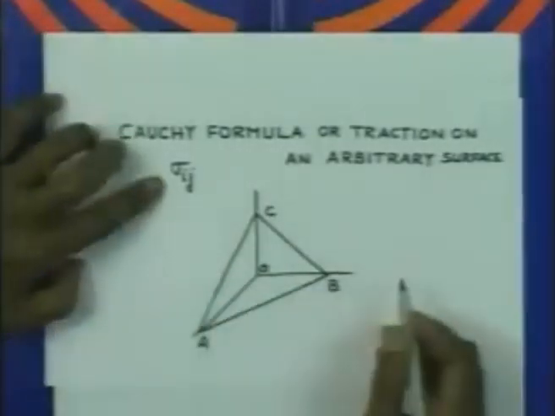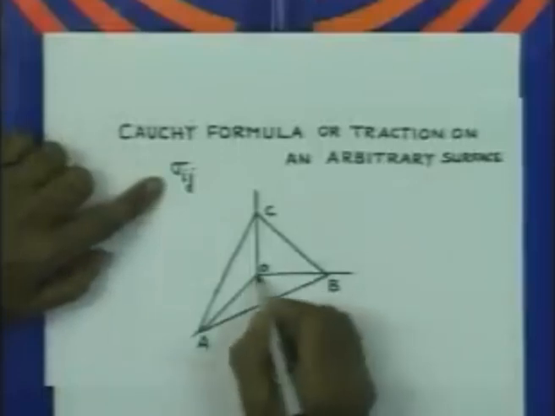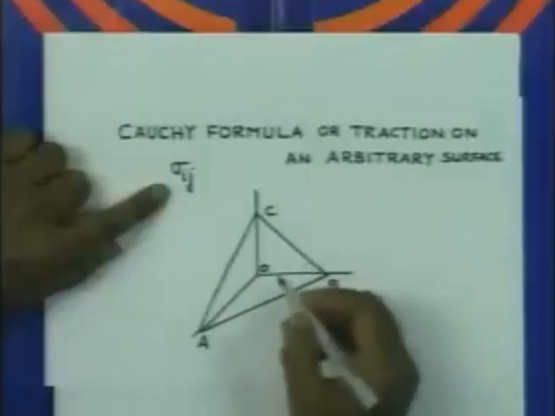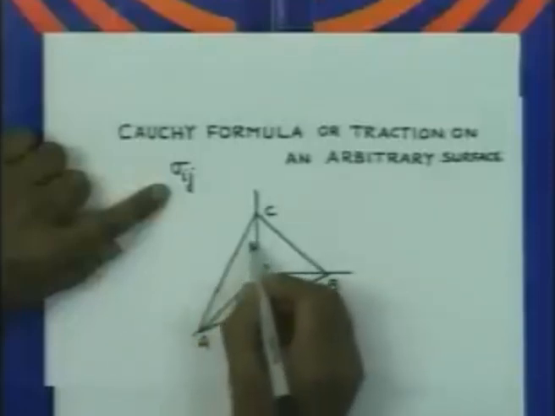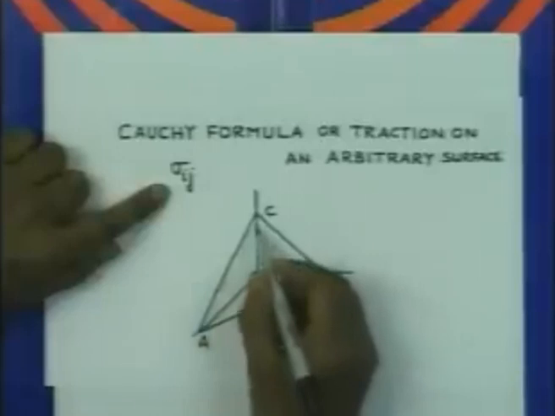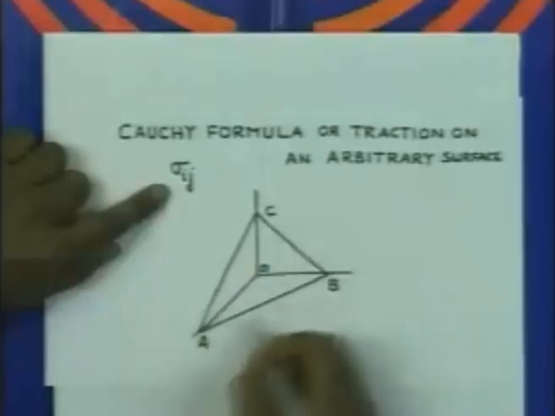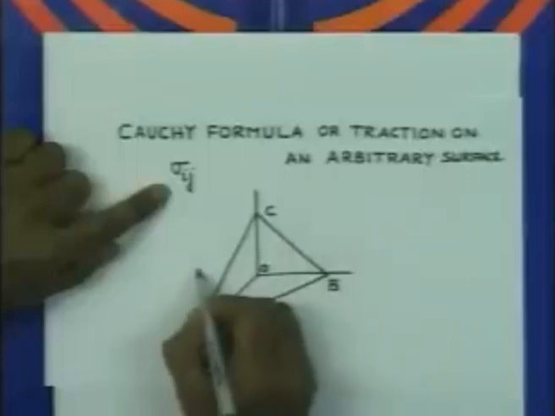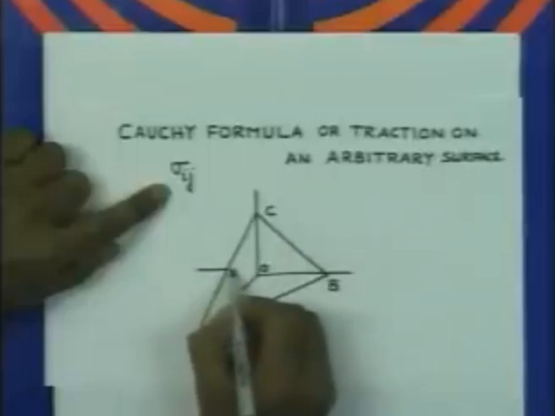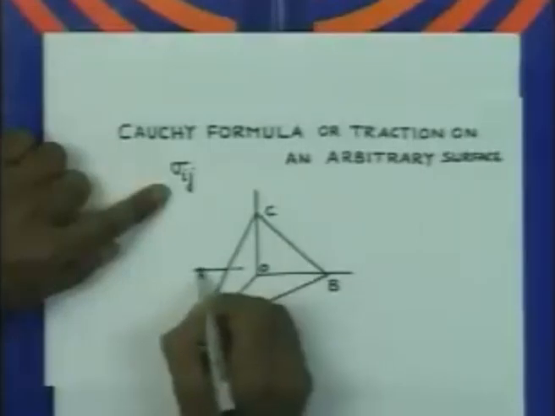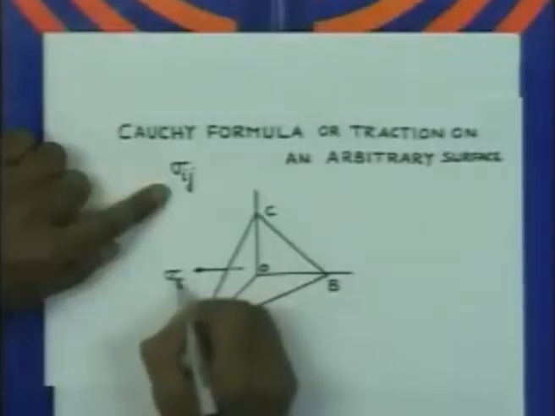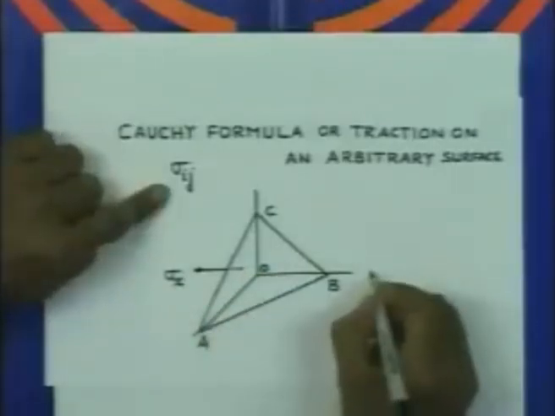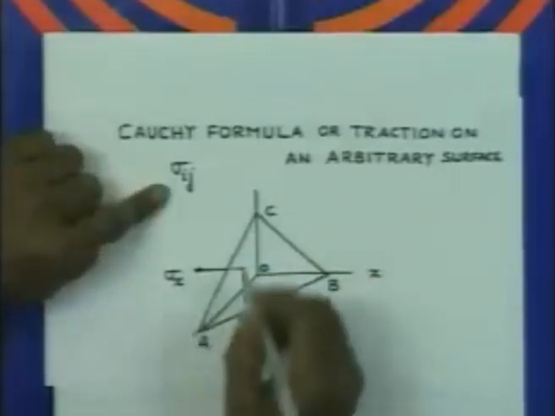Now the stresses at the point O are given by sigma ij, so we can represent the stresses by showing the stress components on the faces OCA, OAB and OBC. So the stress component here is sigma x, and then its negative face. If you consider that this is your x direction, this face is negative.